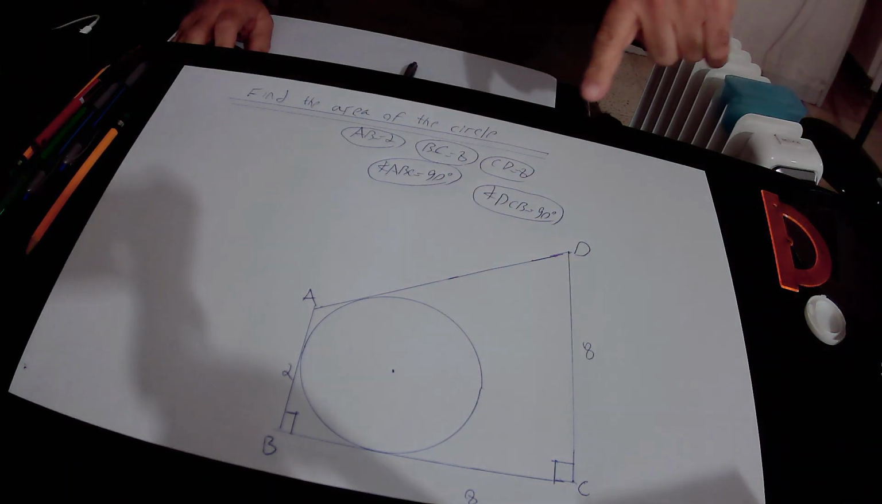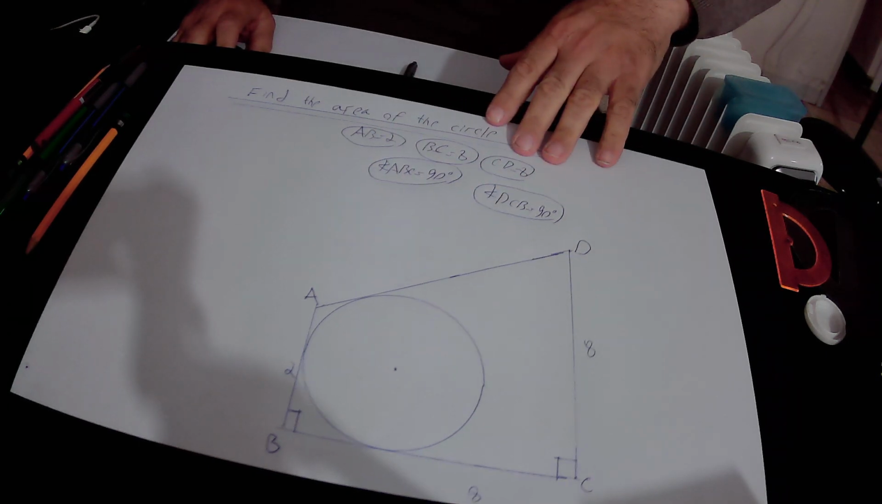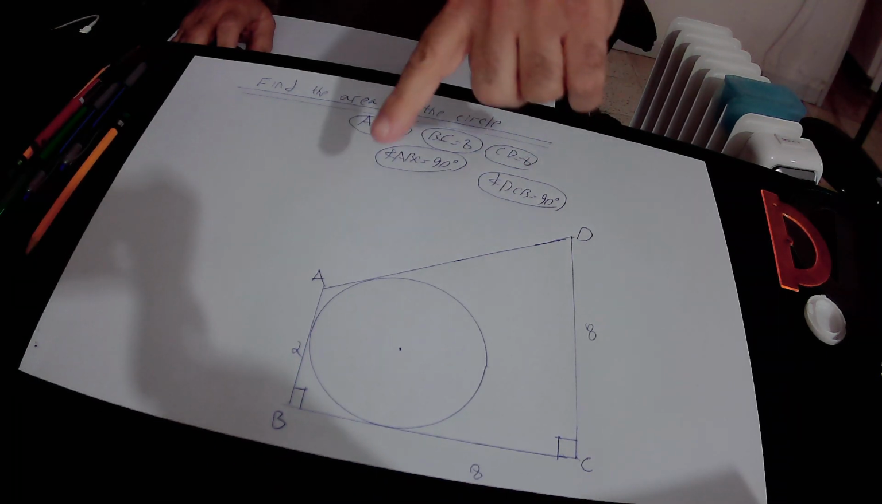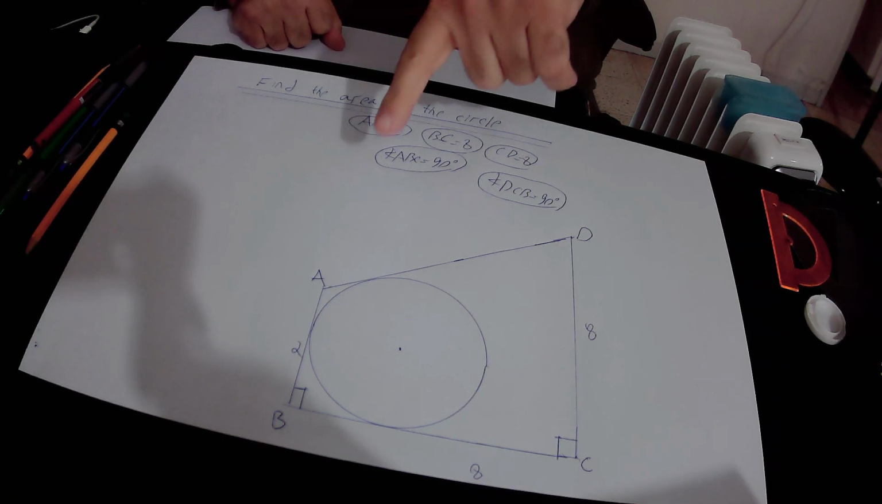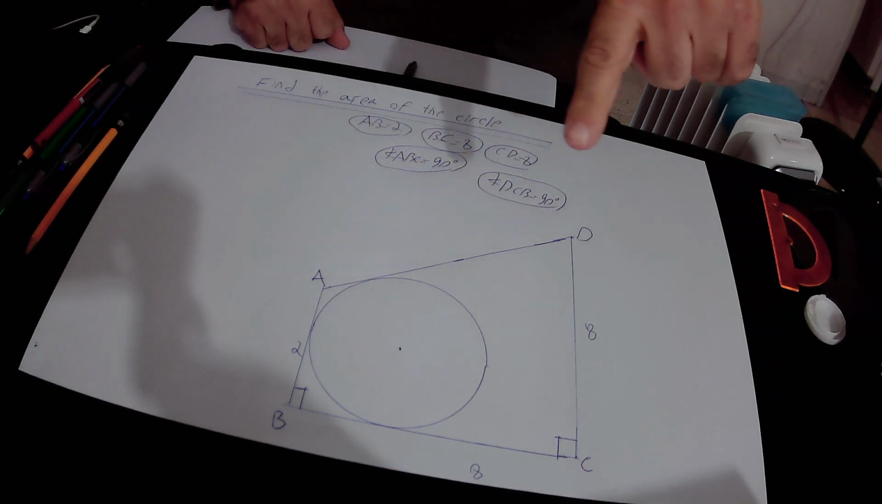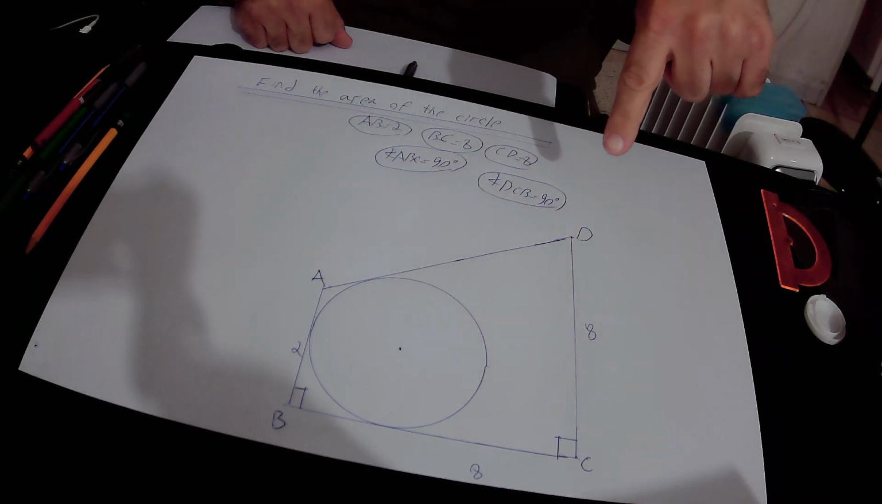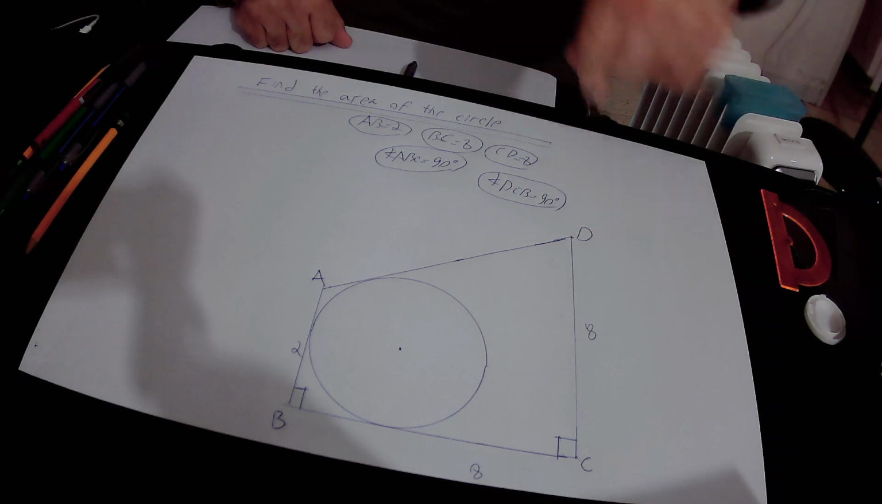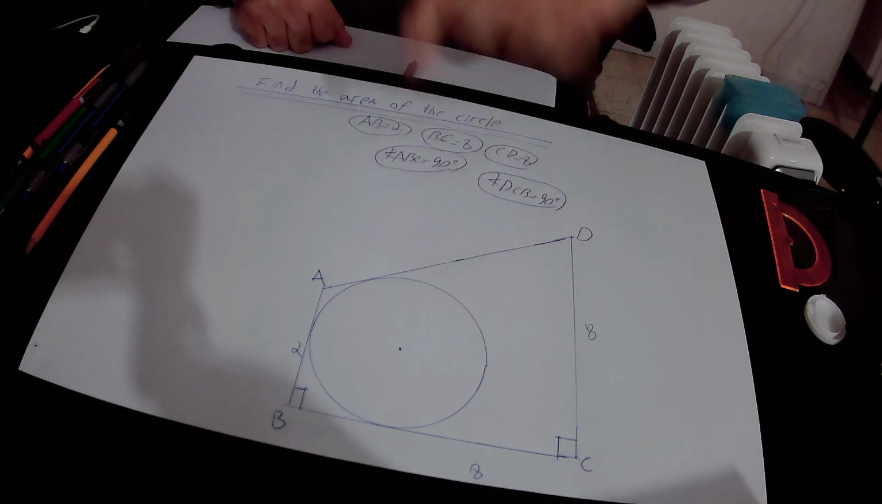Hello, in this lecture we'll find out the area of the circle. In the drawing we have quadrilateral ABCD. Inside the quadrilateral we have this circle. Here side AB equals 2 units in length. Side BC equals 8 units in length. Side DC equals 8 units in length. Our mission is to find the area of this circle.